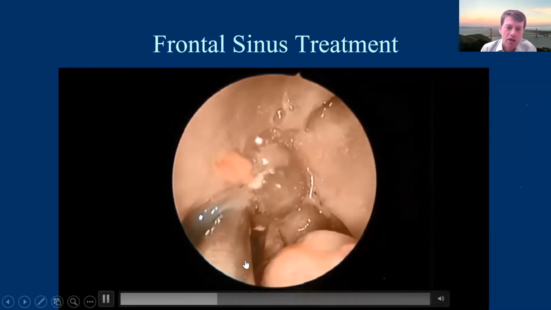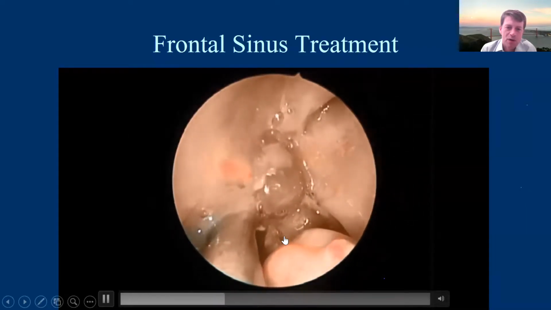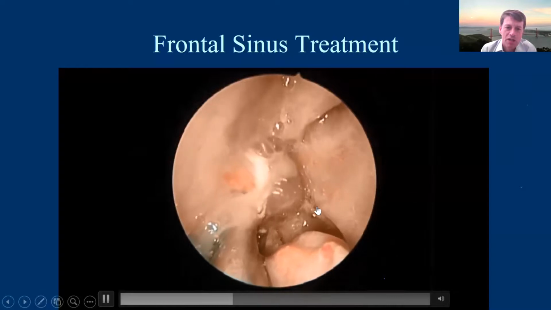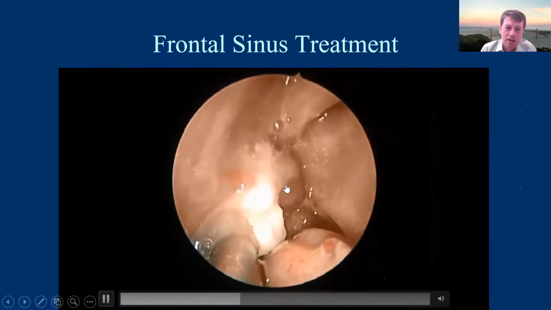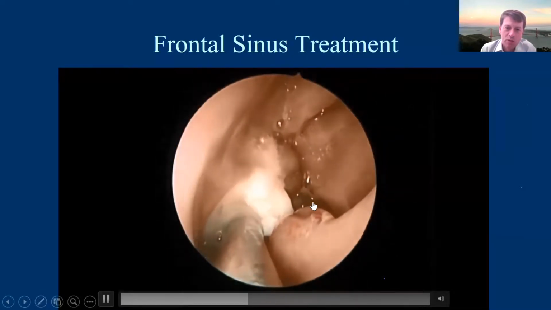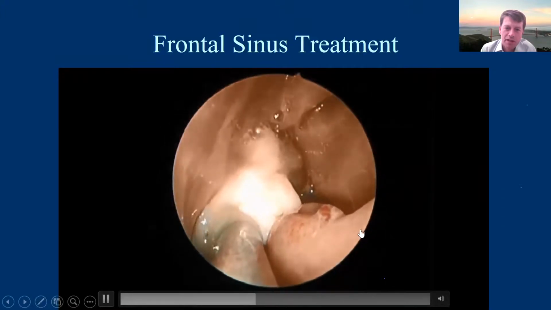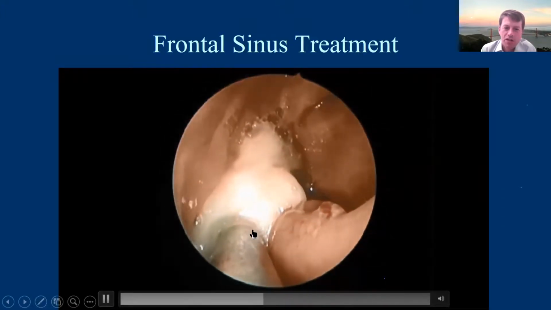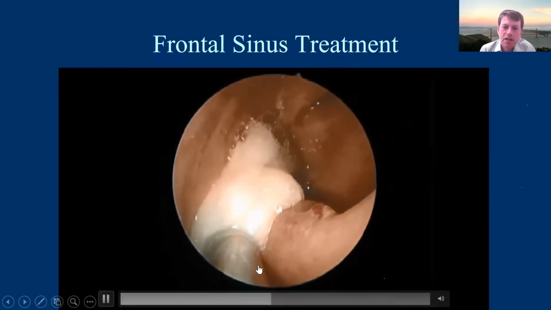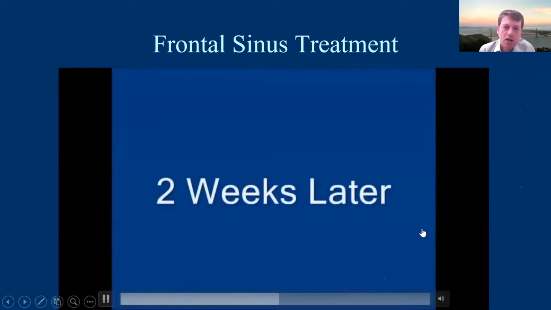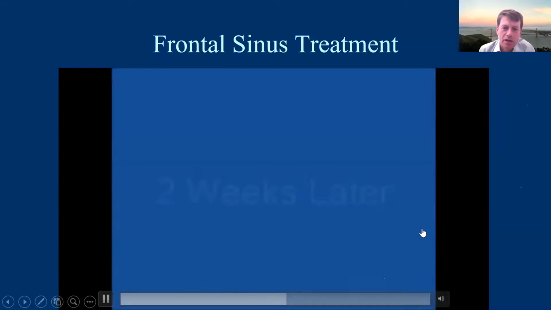And now, on a curved suction tip, we've got some of the same steroid foam material that we're infusing into the frontal sinus. You can see as we do that, it starts to squeeze out a little bit between the polyps here as well. This is, again, the cut edge of our septum, and our suction tip is placing this up into the frontal sinus. We see him back 2 weeks later in clinic.